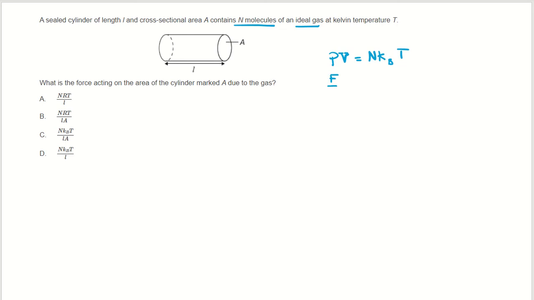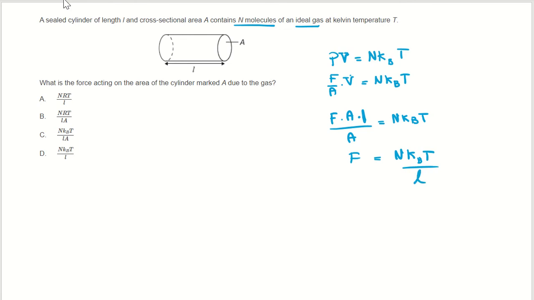The force per unit area times the volume is equal to N kBT. The volume can cancel out because the volume is area times the length. So if you want, I can write it like this. It's area times length. So this is the volume over area equal to N kBT. The area is going to cancel out and the force is N kBT over L. So it's going to be D.